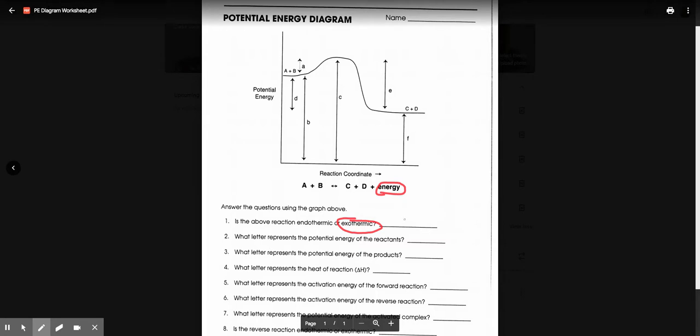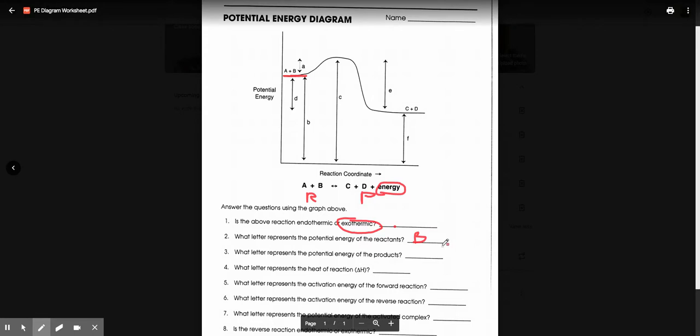What letter represents the potential energy of the reactants? Remember, these are the reactants and these are the products. So A plus B is here. So the potential energy of that is what letter? Look right here. B. So going from the bottom to the flat line, A plus B, that is our answer.